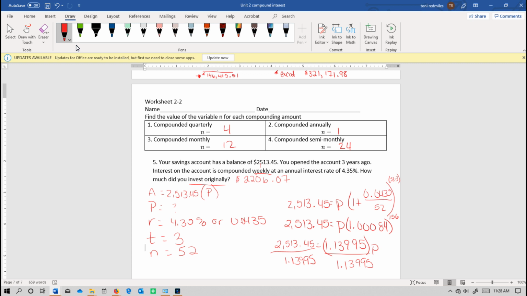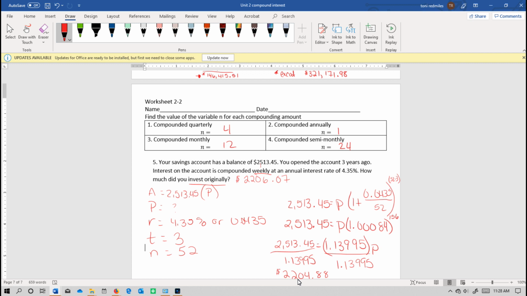So 2,513.45 divided by 1.13995, and it's a couple bucks off. This time it's in the other direction. I get 2,204.88. Okay, that is how much I would have had to put in this account to be able to get 2,513 in 3 years. So why?